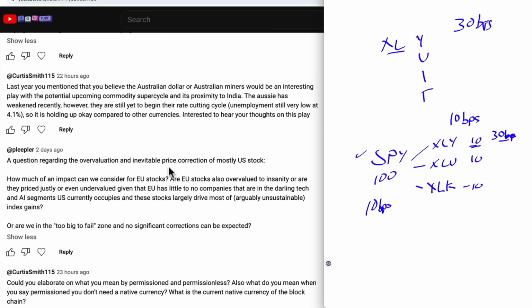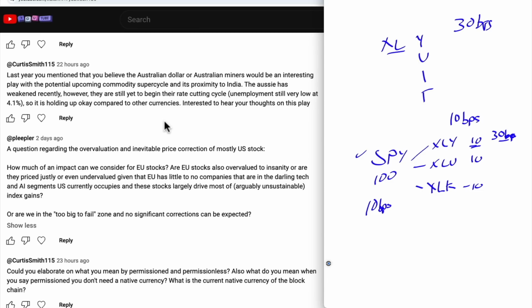Last year you mentioned you believe Australian miners would be an interesting play with the potential upcoming commodity supercycle, given proximity to India. Yeah, Aussie has weakened recently. However, they're still yet to begin their rate cutting cycle, so it is holding up okay compared to other currencies. I'd just like to hear your thoughts on this play.